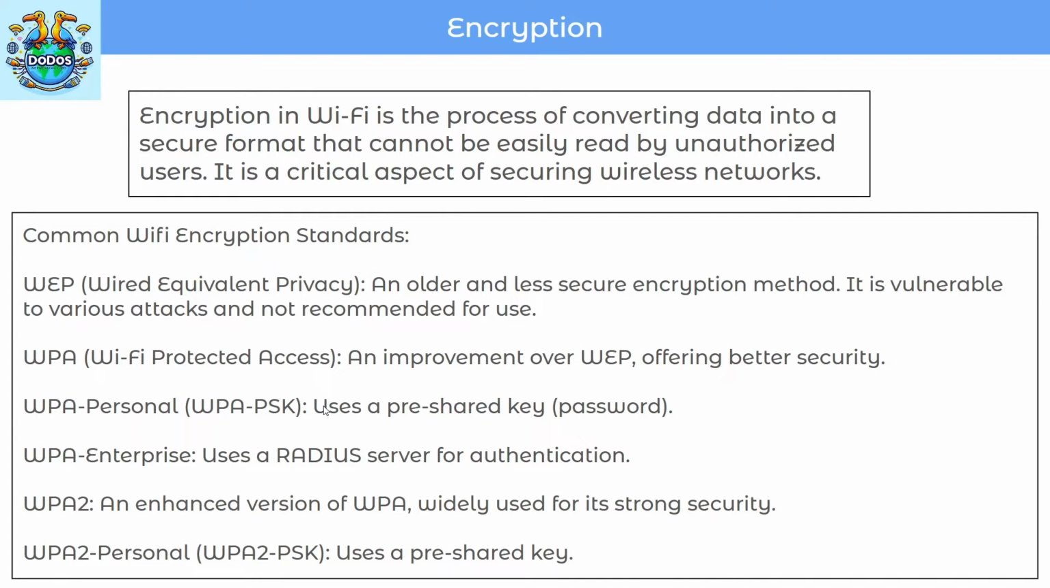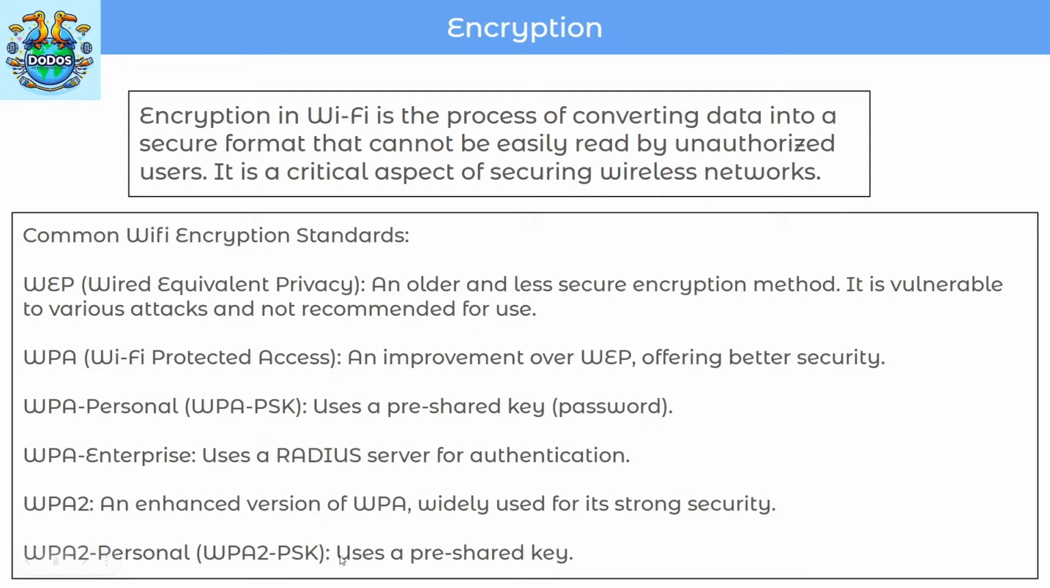Wi-Fi Protected Access, or WPA, is an improvement over WEP, offering better security. WPA Personal, or Wi-Fi Protected Access Pre-Shared Key, uses a pre-shared key password. WPA Enterprise uses a RADIUS server. We'll cover what a RADIUS server is in a later episode, but just know it's a server that's used for authentication.